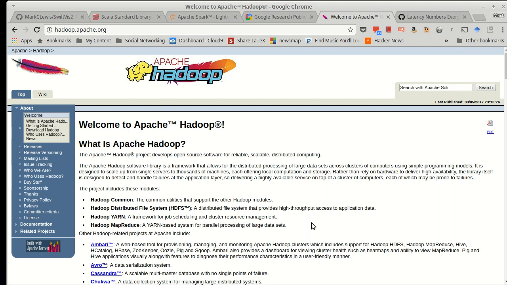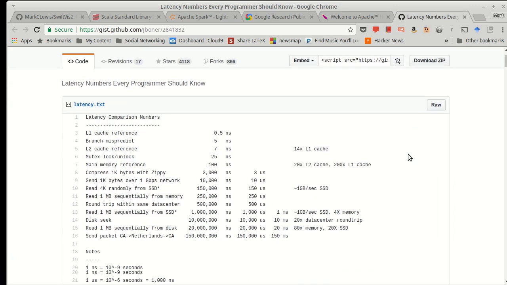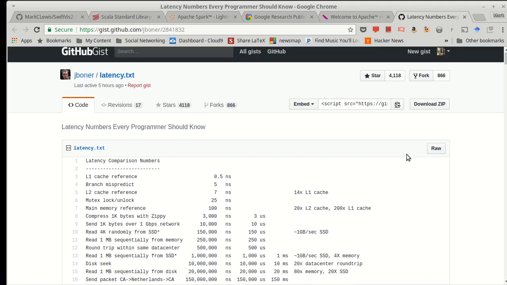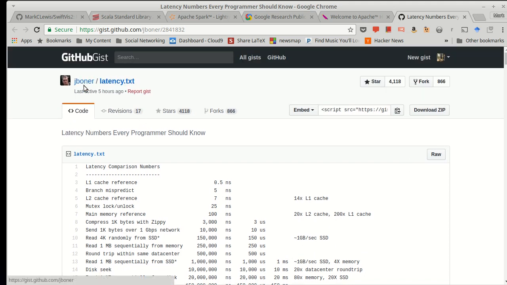Now, there is a challenge with the way that MapReduce and Hadoop work, though, and that is that part where after doing the reduce, it saves the results off to disk. To understand why this is significant, it's important to look at latency numbers. This is a nice little collection of latency numbers that is kept and maintained by Jonas Bonér.